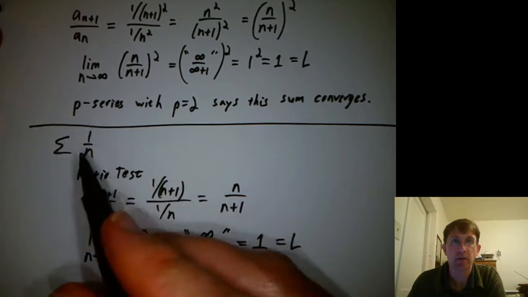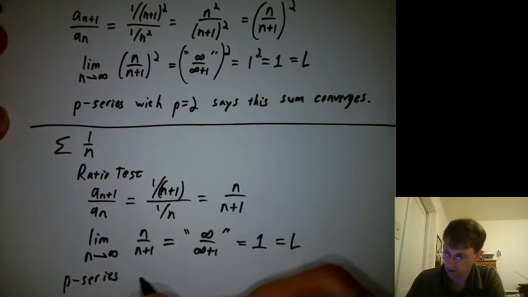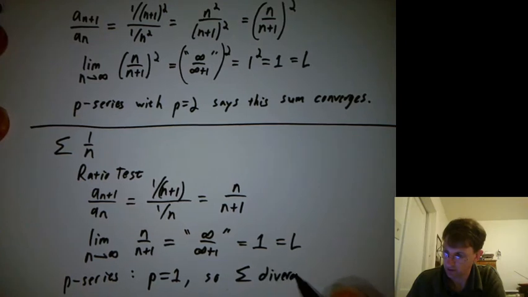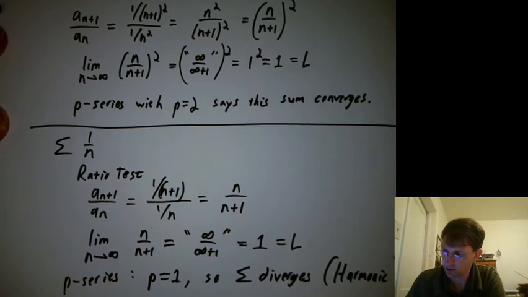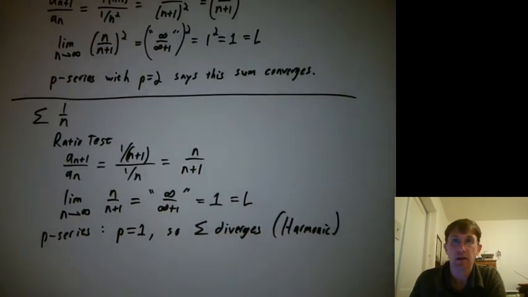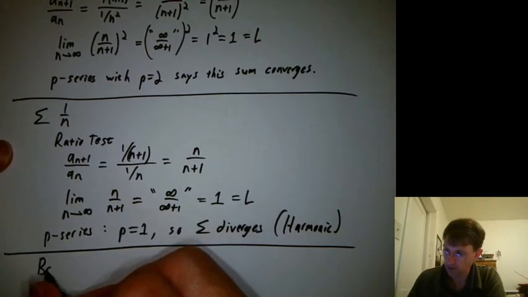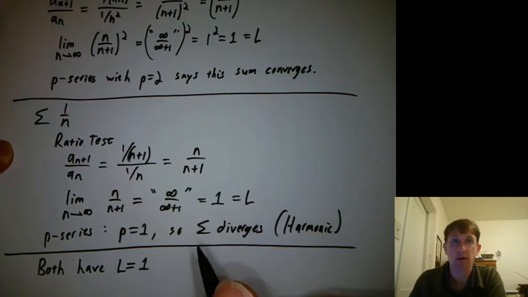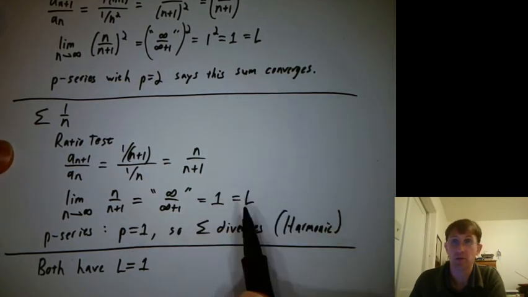And does this sum converge? Well, we know a p-series would use p equals 1, so the sum diverges. This is the harmonic series, famously divergent. So let's wrap up what we saw. Both have L equals 1. This one and that one have L equals 1, but one of the sums converges and one does not.